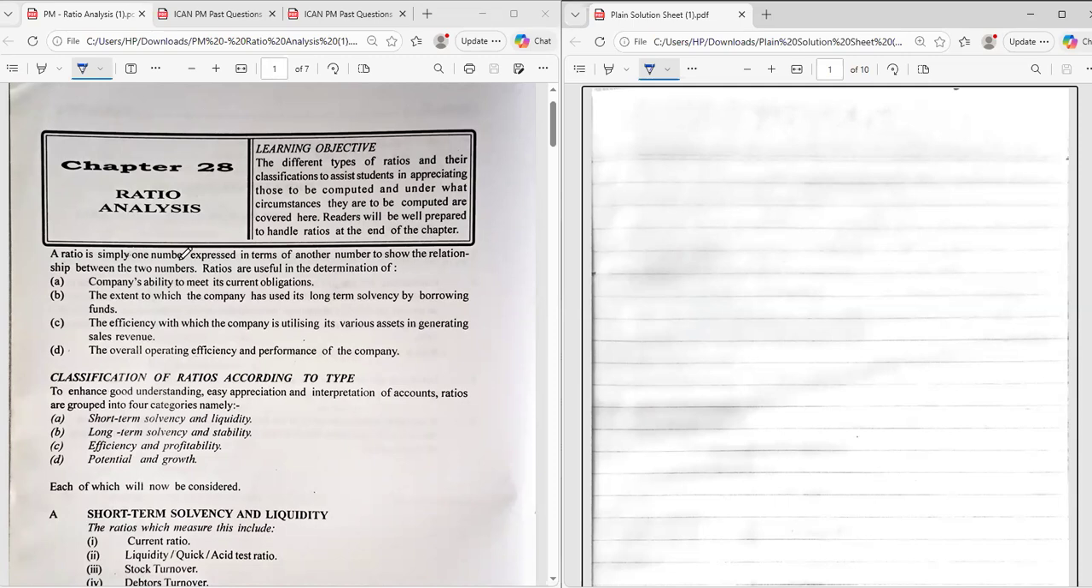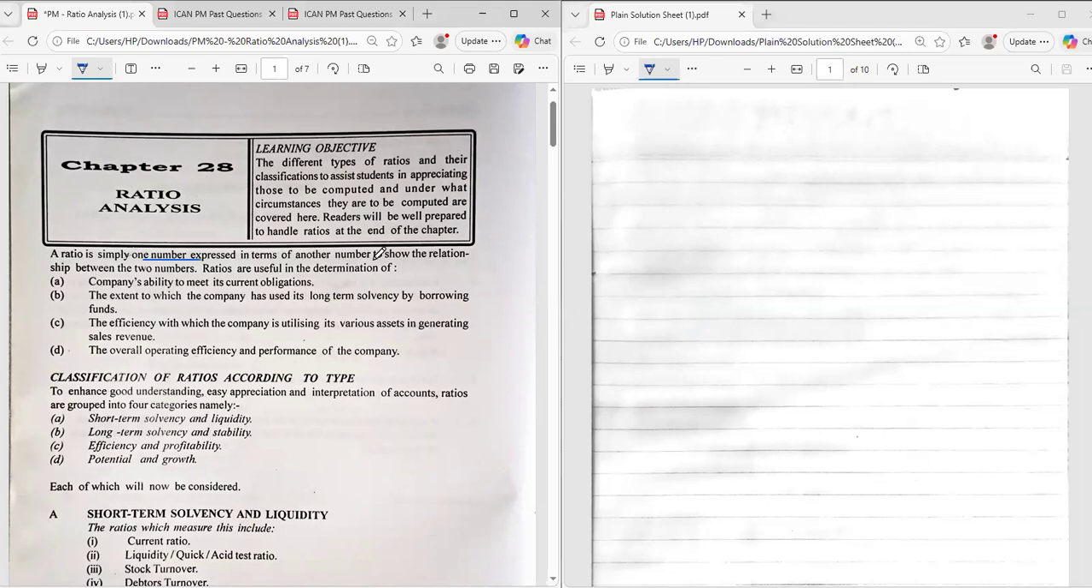A ratio is simply one number expressed in terms of another number, to show the relationship between two numbers. It's as simple as that. A ratio is used in showing the relationship between one figure and another figure. So if you want to know how related two numbers are, what do you do? Use ratio to analyze it. It's as simple as that.